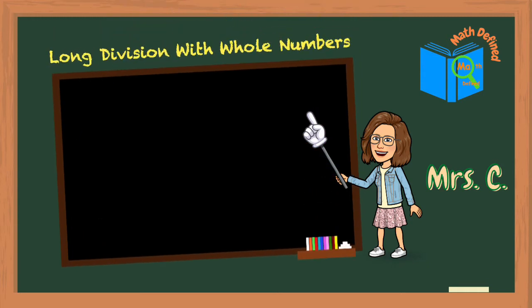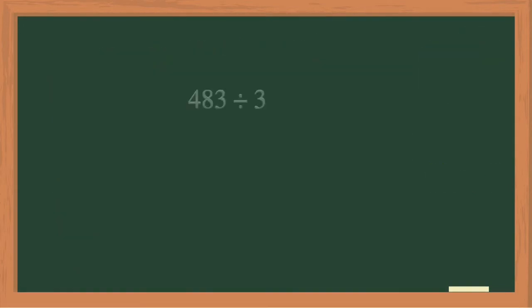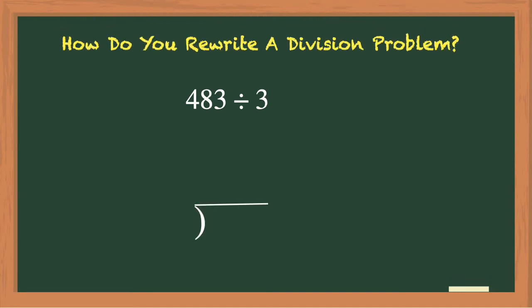In this video, I will show you the steps to use when solving long division problems with single-digit divisors. The first division problem here is 483 divided by 3. Sometimes when people see the division problem written like this, they are not sure how to rewrite it as a long division problem. It can be confusing to know which number goes where in the long division box below.